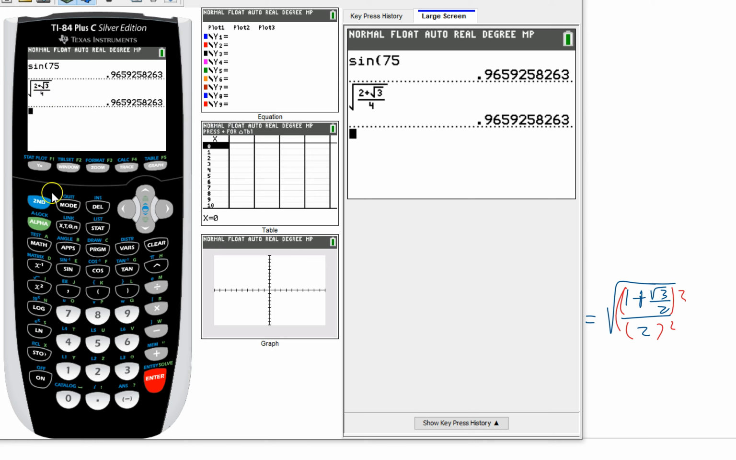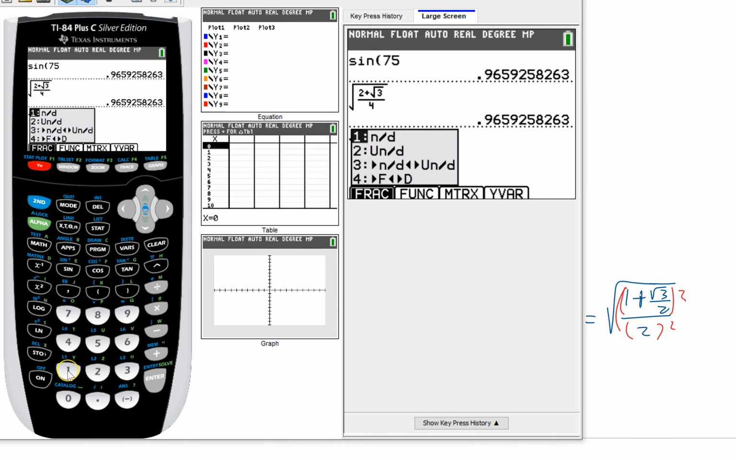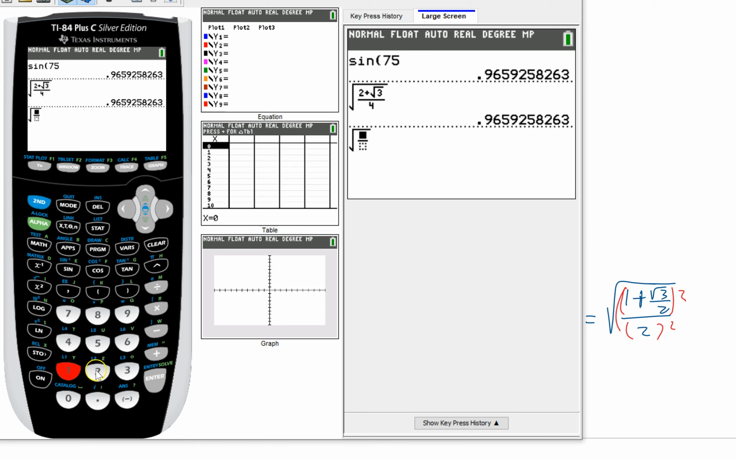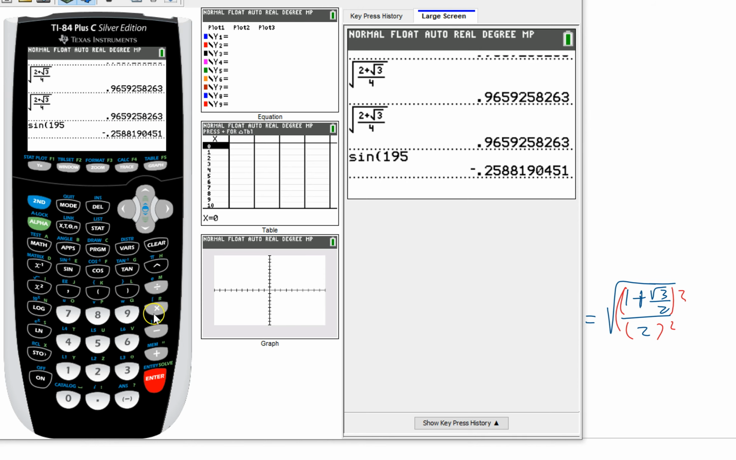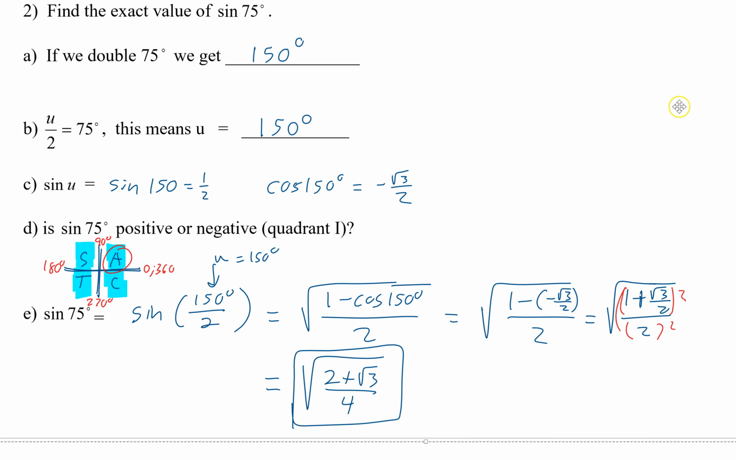Now this one can be a little complicated. So if you notice, the radical is our main grouping function. So that's where you want to start. Hitting alpha y gives us our fraction. And then it's 2 plus second square root of 3, scroll down, put a 4, put an answer. But you can see it's positive when you plug it in. So if we had sine of 195, you'll see it comes out negative, so you know to choose the negative value when you do them.